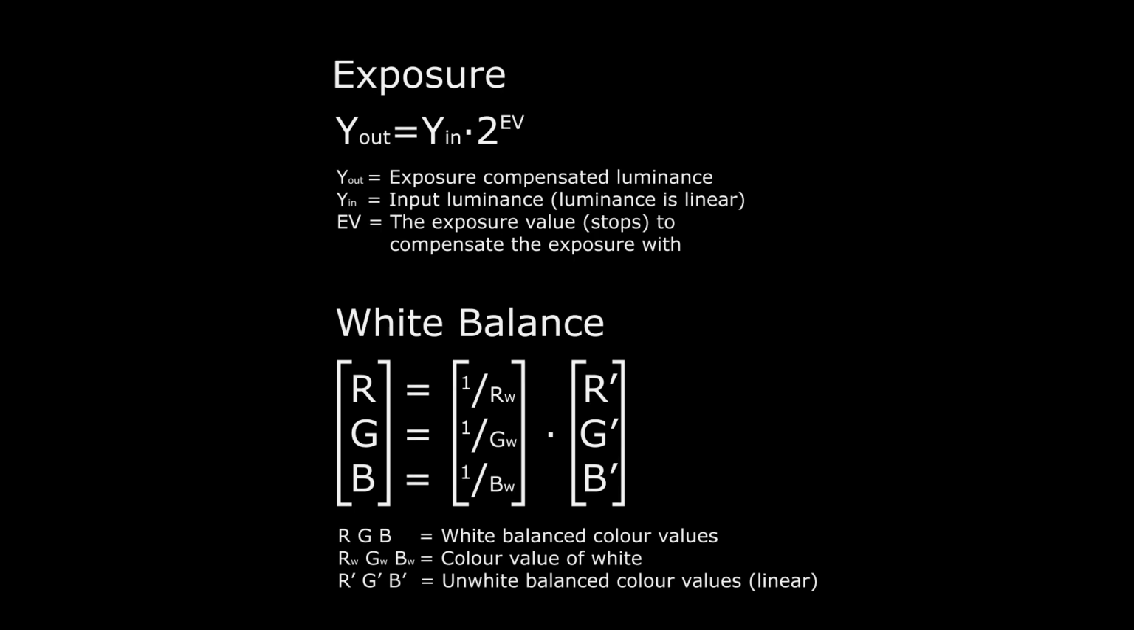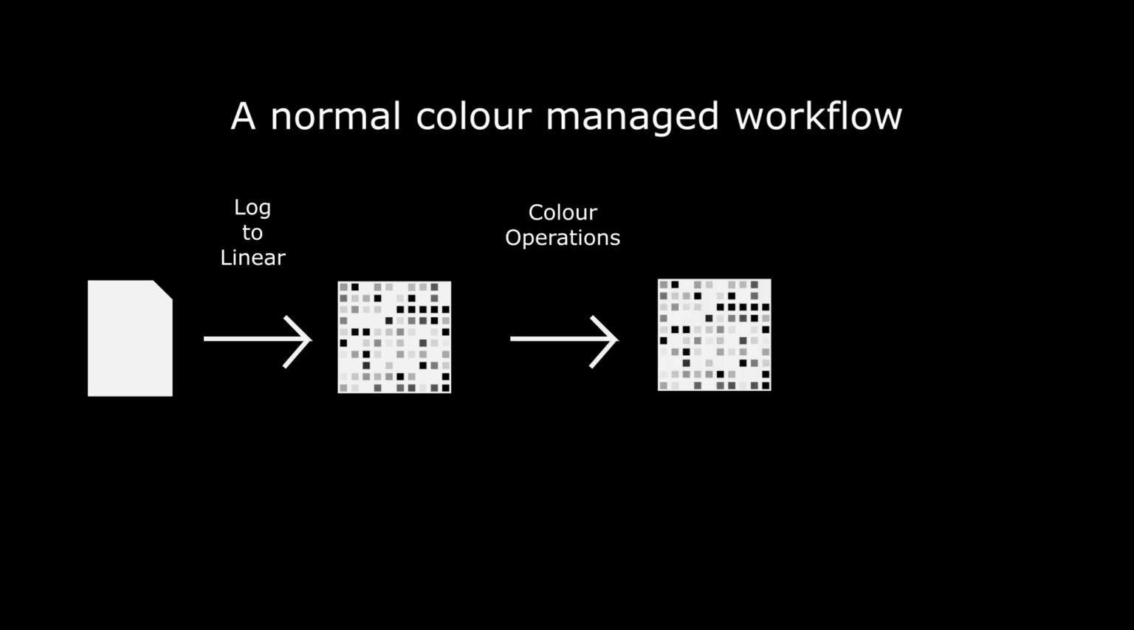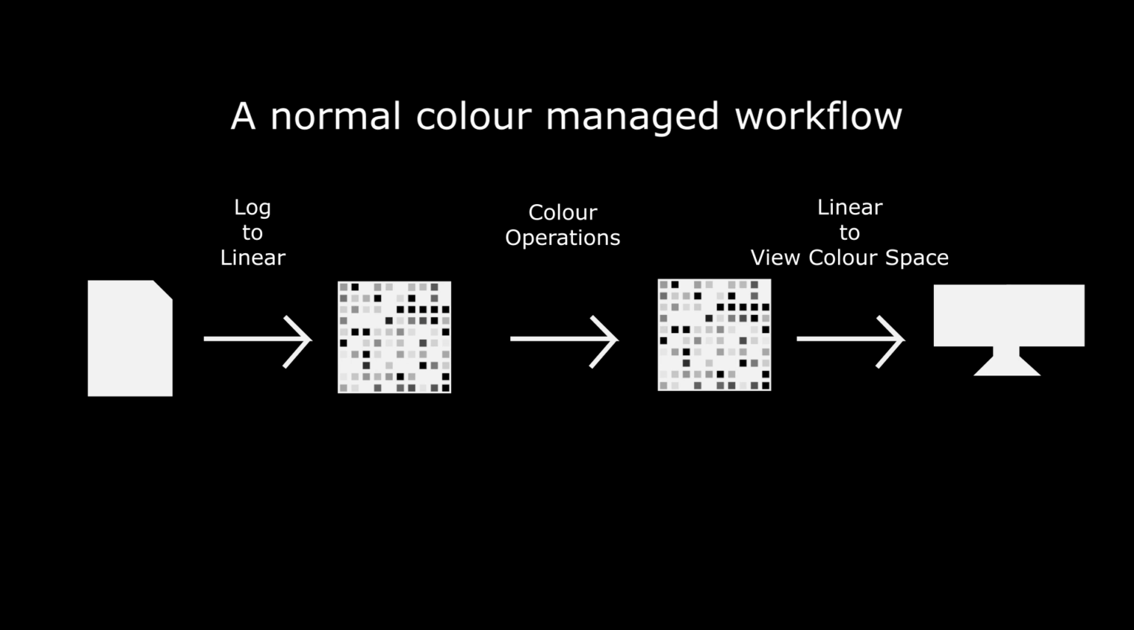Color operations like exposure, white balance, saturation and more were made to work in linear. Trying to use these operations on gamma encoded or log footage might look fine but will always be off. In a normal color managed workflow, the footage is converted to a linear color space. The operations are performed on it and at the end it is converted from the linear color space to the color space that you want to view it in, often the one of your display with a tone mapper.